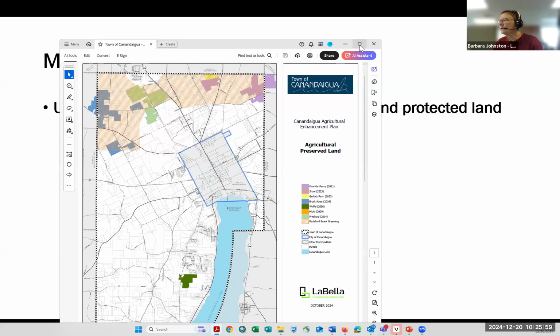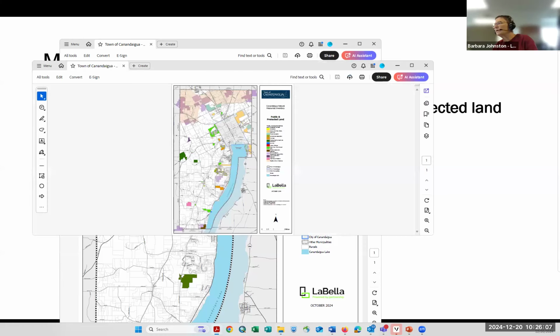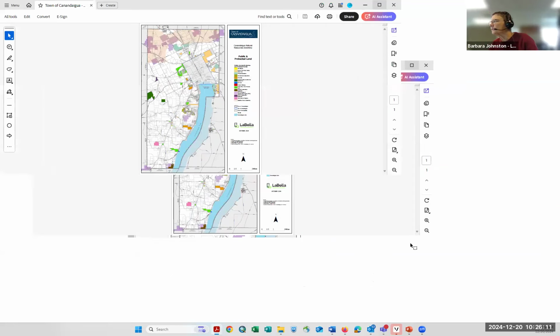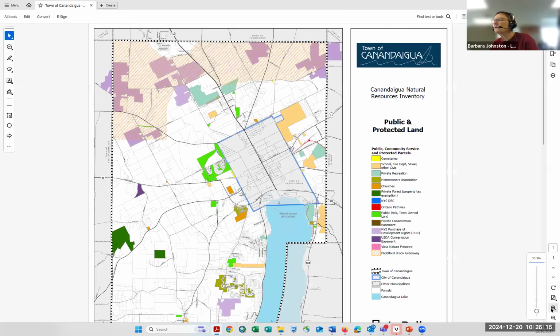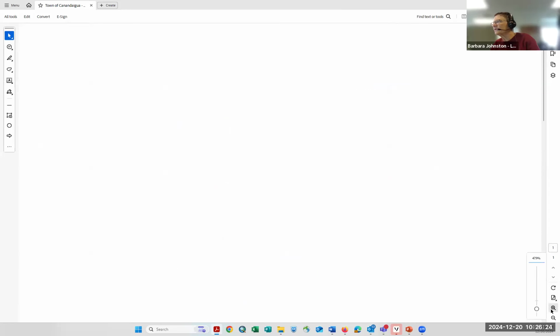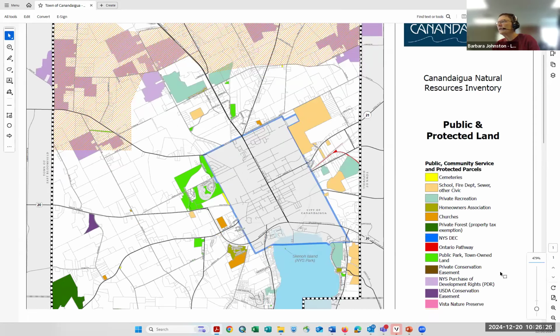So this is, oops, that's not it. Let me get the right one. Find that map. Here it is, I think. Yep, there we go. So this shows the protected farmland as all one color. I'll zoom in so you can see the legend a little more.